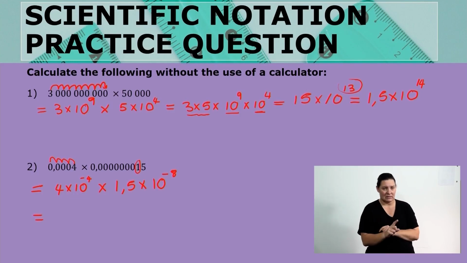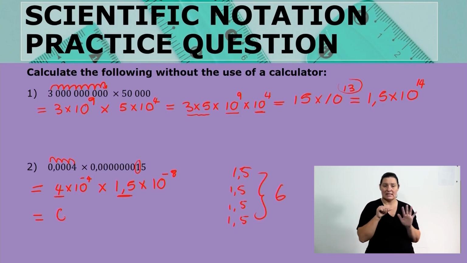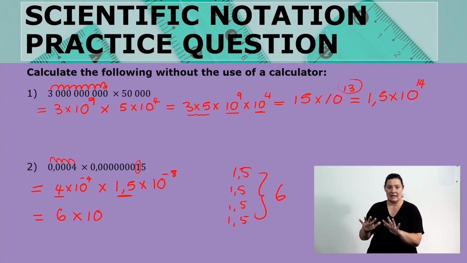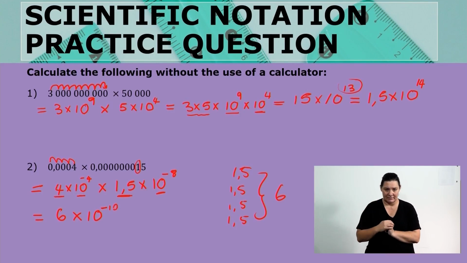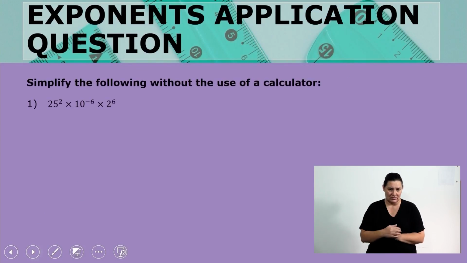So what is that going to become? We are going to multiply the 4 with the 1,5. Remember, that is just saying 1,5 plus 1,5 plus 1,5 plus 1,5, and that gives us an answer of 6. So we are going to say 6 multiplied by 10, but now because they have the same base, we are going to add the exponents. So that is a negative 4 plus a negative 8, and that will give us a negative 12, and that will be our answer. Let's move on to our application questions.